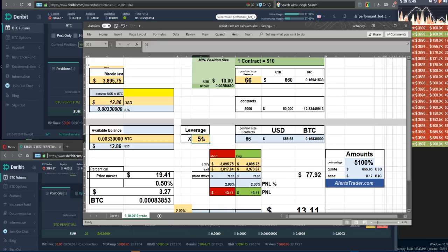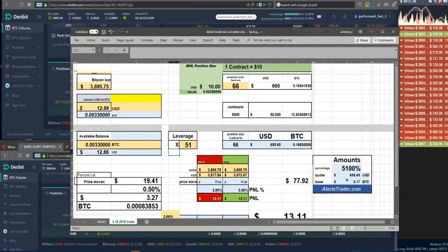So I do 50. No, that's not right. That's wrong. It's 51 contracts. I know why it's doing that, because we programmed the alerts trader. So when we're putting 5,000 in alerts trader, it is spitting out 5,100. That's why I've been getting the errors I've been getting.